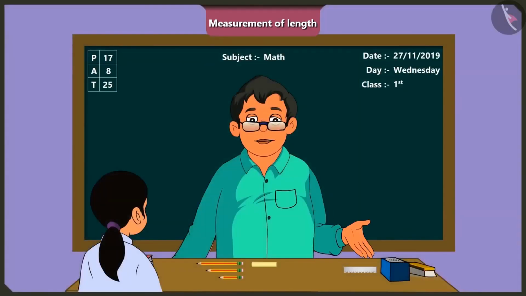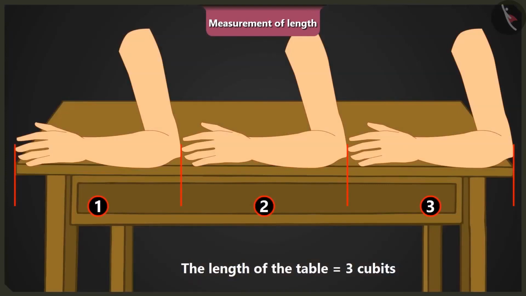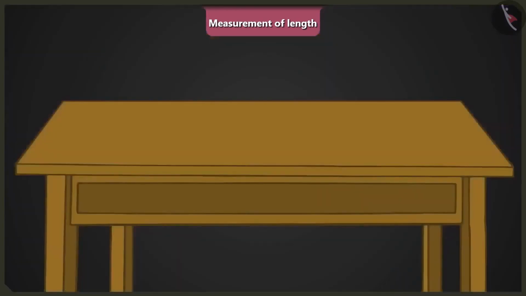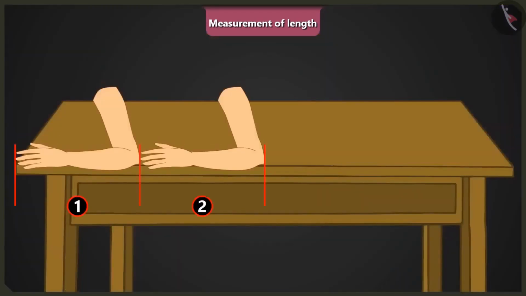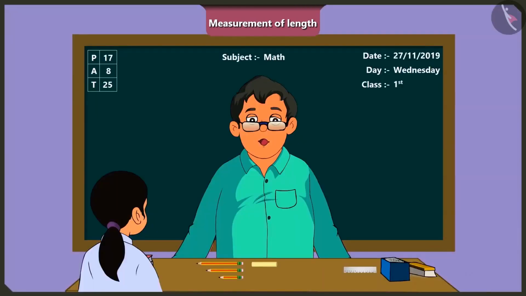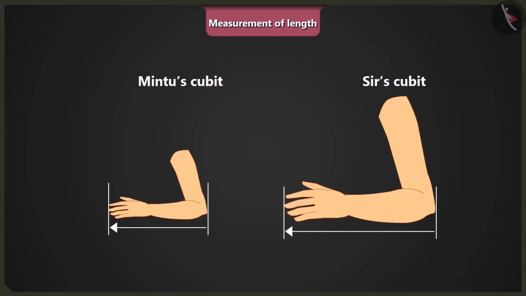Now look at the length of this table. It is equal to 3 cubits of my arm. Mintu, now you tell me, how long is this table when you measure it with your arm? The length of this table is 1, 2, 3 and 4 cubits of my arm. That's right. Can you tell me why this happened? Yes, sir, because the length of my arm is shorter than the length of your arm.